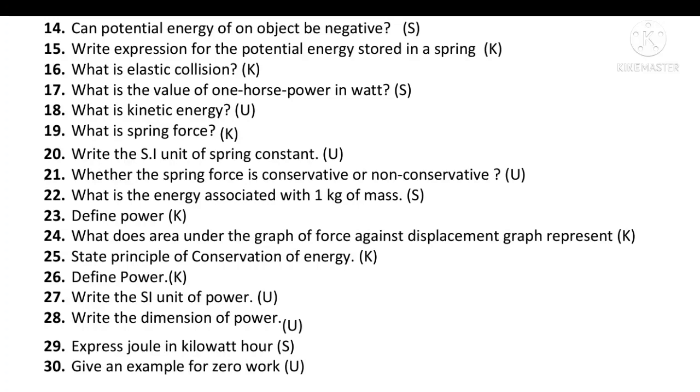Question number 14: can potential energy of an object be negative? The answer is no. Write the expression for the potential energy stored in a spring. U is equal to 1 upon 2 k x square, where k is the spring constant. What is an elastic collision? The collision is said to be elastic if the linear momentum and kinetic energy remain conserved.